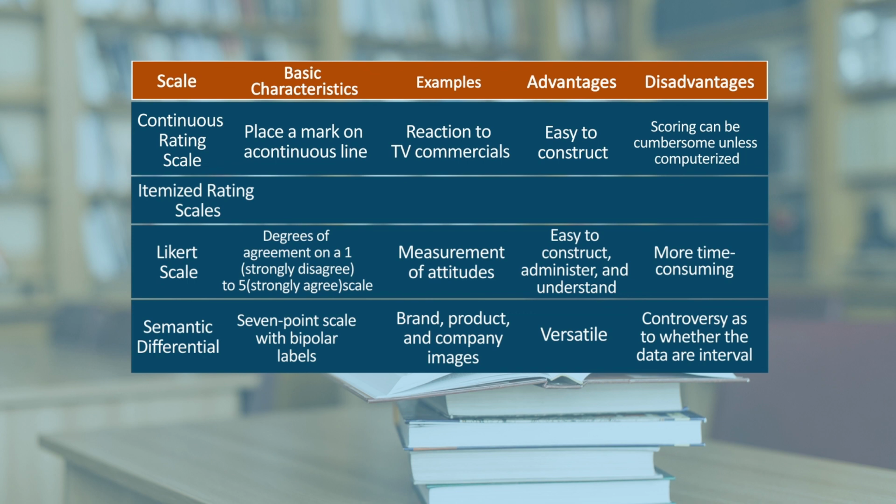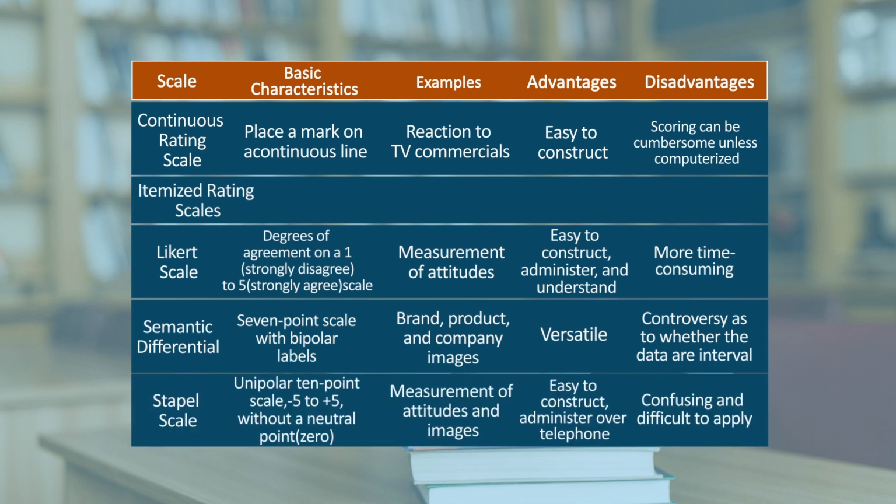Semantic differential is a 7-point scale with bipolar labels. Examples are brand, product, and company images. Advantage is that it is versatile, and the disadvantage is controversy as to whether the data are interval. So the Staple scale is a unipolar, 10-point scale, -5 to +5, without a neutral point 0. This is where the challenge is, and we have seen that in Q-sort also we have taken a 10-point scale, but it was having 0 as a neutral point. But here there is no neutral point. So measurement of attitudes and images are considered to be among the examples.